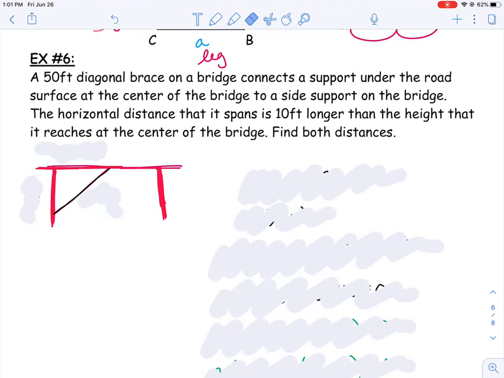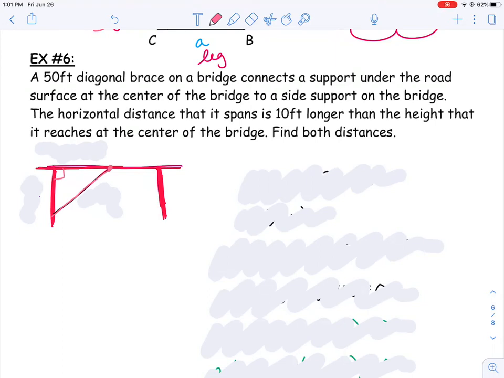So I tried to imagine and draw a little picture. Okay, it's not the best picture, but it's a picture. That we have side supports, and then we have a bridge. That's my road. And then I have some sort of diagonal brace that connects in the center of the bridge to one of the side supports. So that's kind of how I drew my picture. Reading it carefully, visualizing what's happening, really helps me draw a picture and then go from there. So it looks like I'm assuming that these supports are straight and the road is flat.